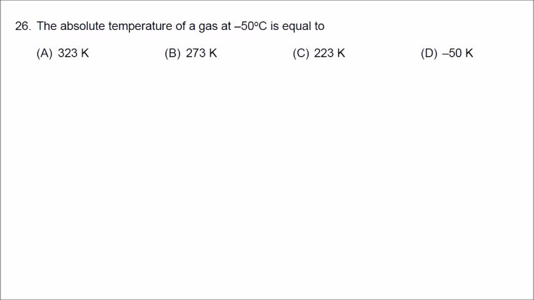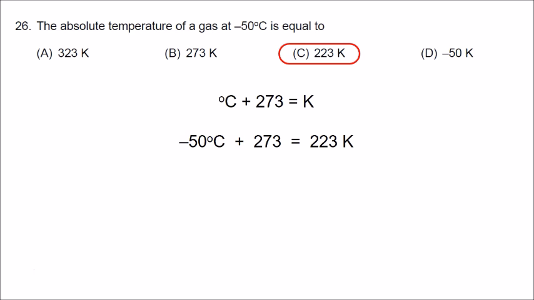Number 26 is a very easy conversion from Celsius to Kelvin. All you have to do is add 273 to the Celsius temperature. And so we get an answer of 223 kelvins.